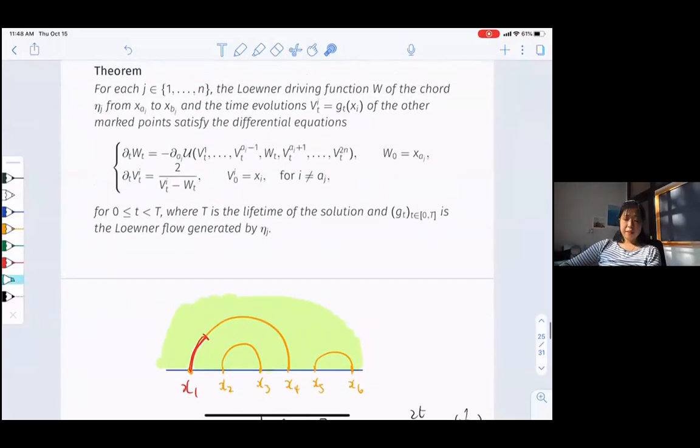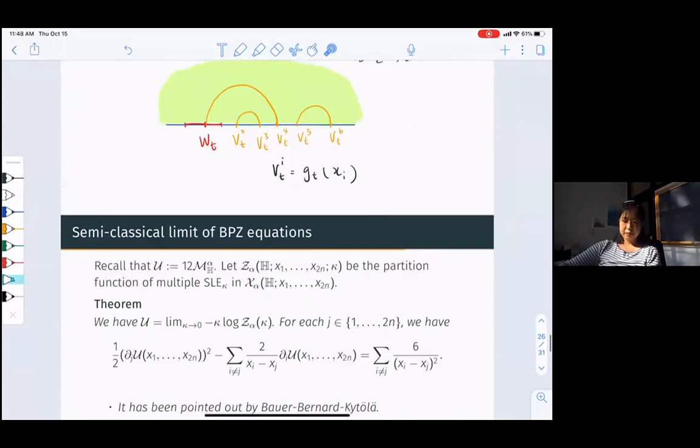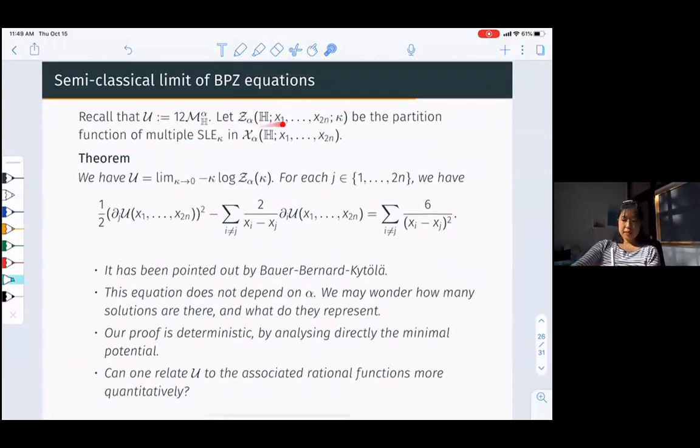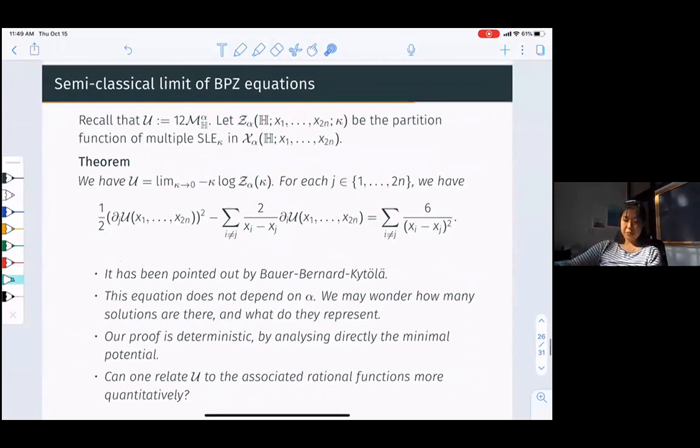This is similar to SLE, where there is this result in which U is replaced by a partition function of SLE. Another result is that this U is exactly the limit, when kappa goes to 0, of minus log of the partition function of SLE. And we can derive a system of partial differential equations about this Loewner potential relating different partial derivatives.